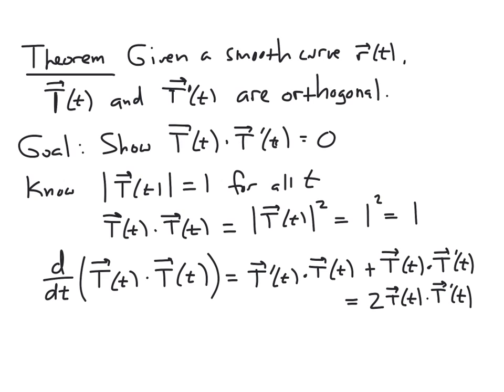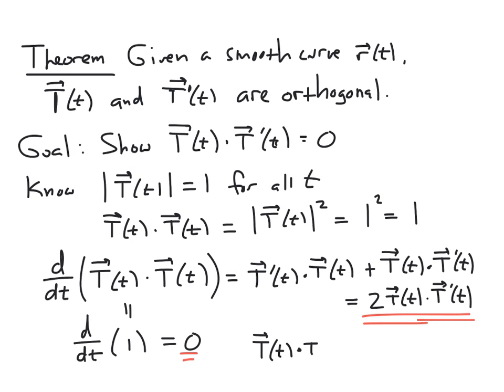So this is the product rule for the derivative. But on the other hand, we just showed that this function T dot T is equal to 1. So this is also equal to the derivative of the constant function 1, which we know is equal to 0. I apologize for working around the screen in a weird way. It's what I have to do with the limited space I have on my iPad screen. But what we can see here is that 2 times T dot T prime is equal to 0. If we divide both sides by 2, we get the goal that we wanted: T of t dot T prime of t is equal to 0. That verifies our theorem that T and T prime are orthogonal because their dot product is equal to 0.